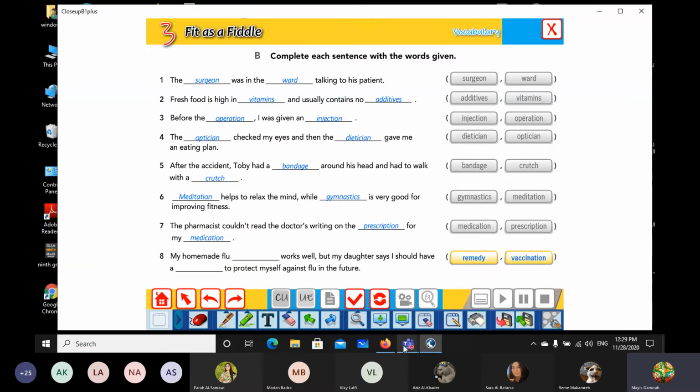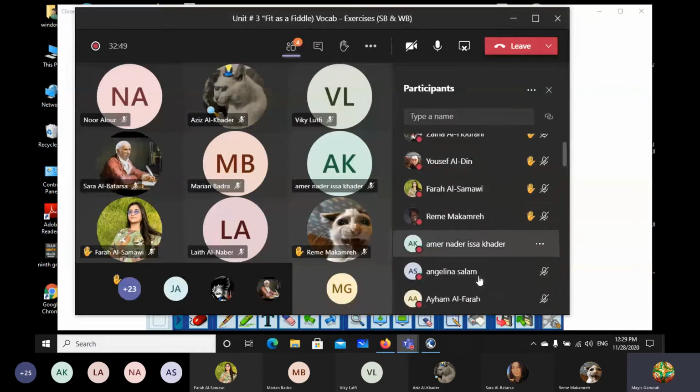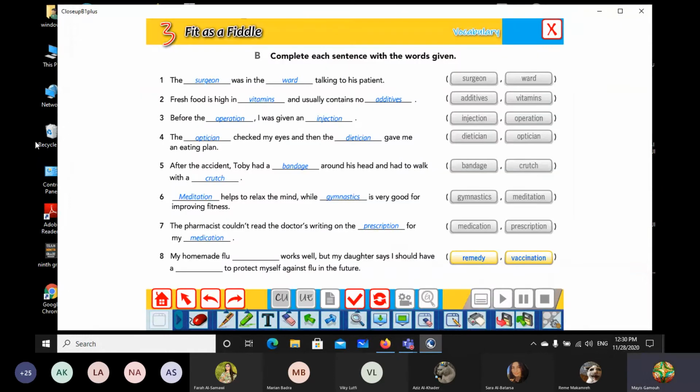Number eight. Who would like to do number eight? Let me see hands. Yes, we'll go again to Rimi. Rimi, are you here, dear? Teacher, I had raised it but now I'm solving it. Alright. My homemade flu remedy works well, but my daughter says that I should have a vaccination to protect myself against flu in the future.